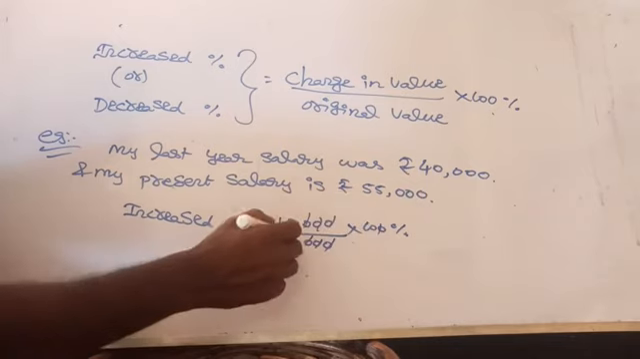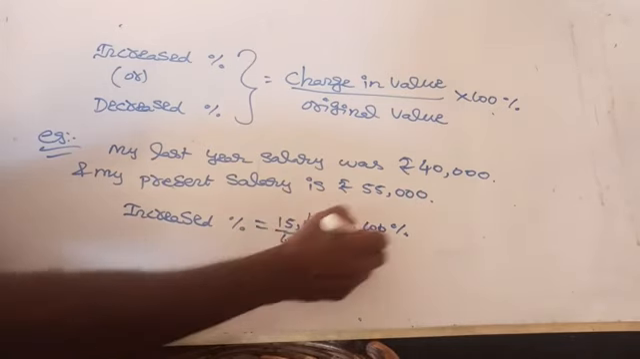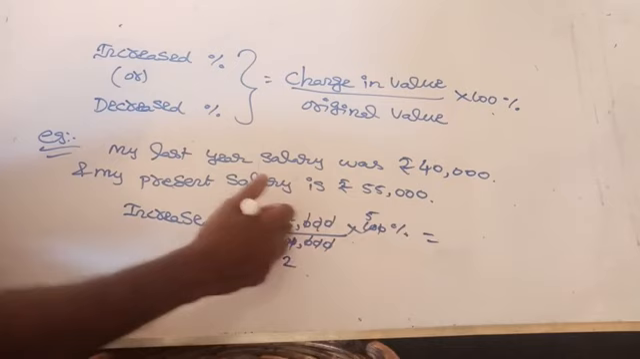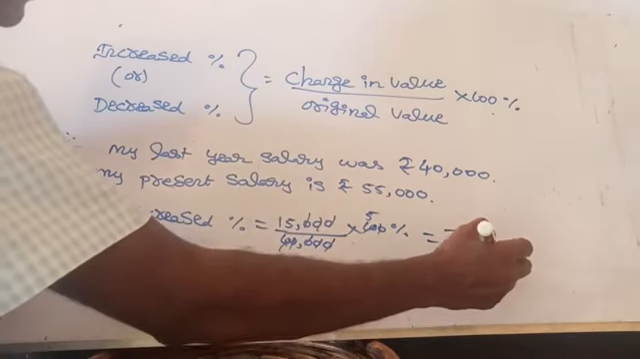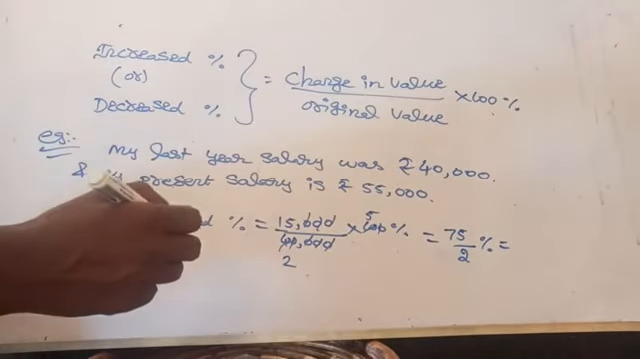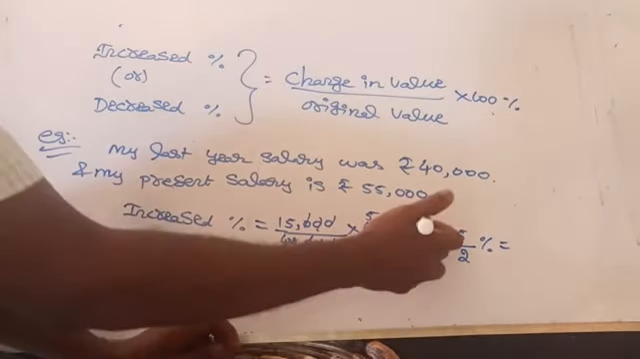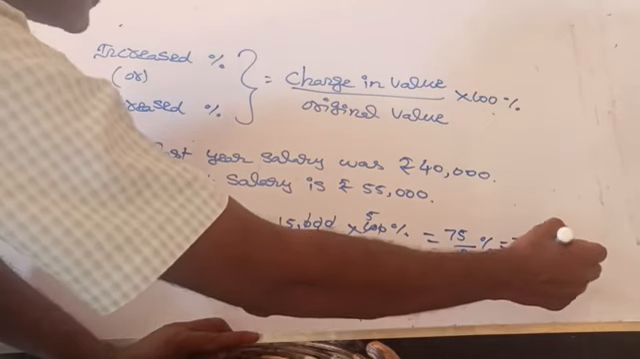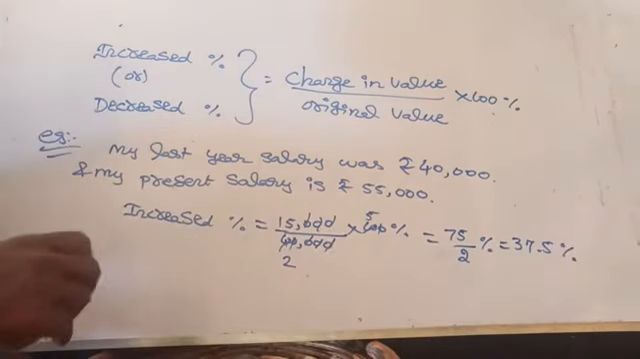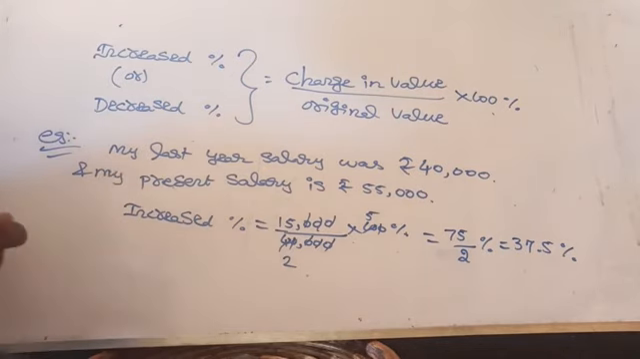Now cancel. The zeros you can cancel. 2 twos are 4, 5 twos are 10. That is 15 into 5, how much? 75 by 2 percentage. That is equal to, tell me. 75 by 2 is 3 twos are 6, 7 twos are 14. That is 37.5 percentage increase in my salary. How much percentage increase? 37.5 percentage increase in my salary. Are you getting it clear? Yes.